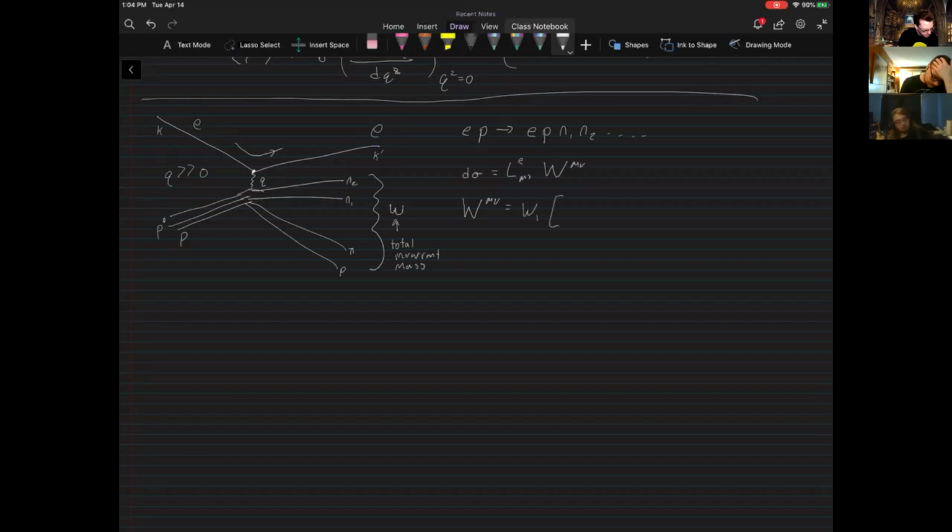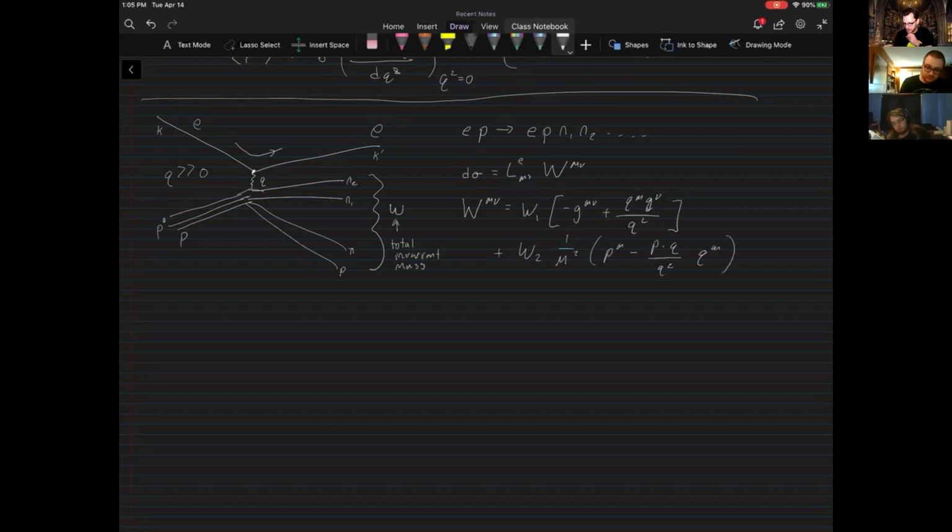W1 (q^mu q^nu over q squared) plus W2 (1 over m squared) (P^mu minus (P dot q) q^mu over q squared) (P^nu minus (P dot q) q^nu over q squared).